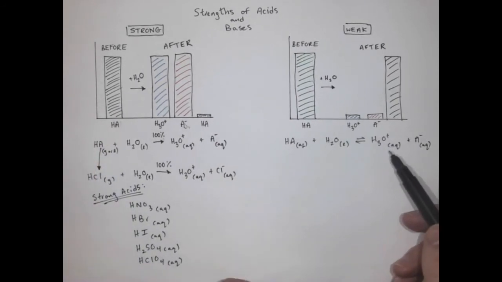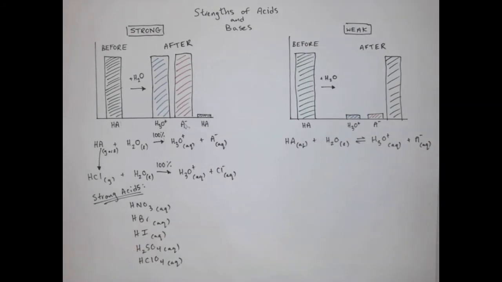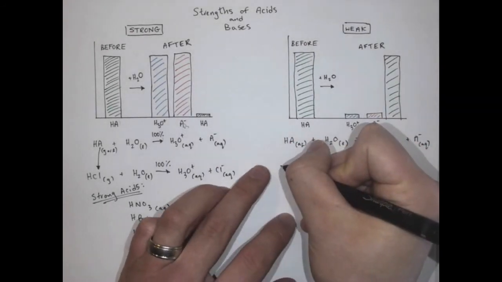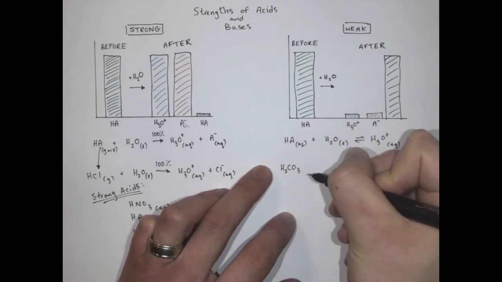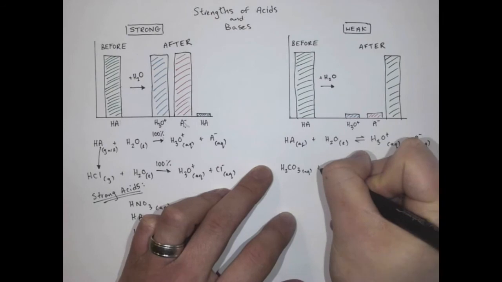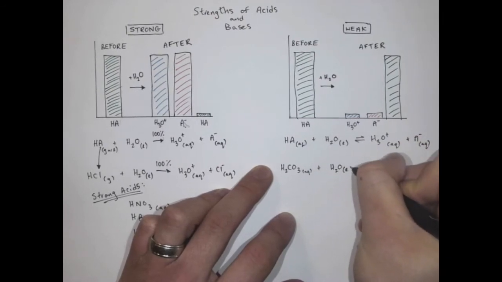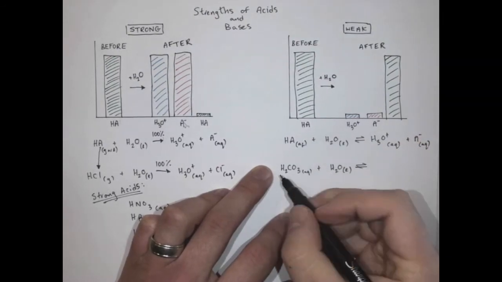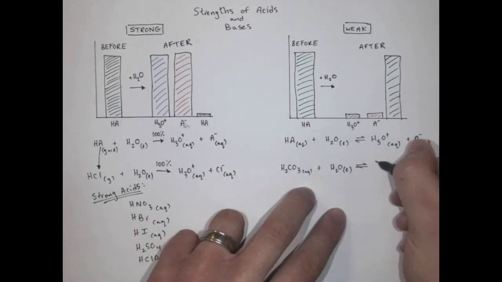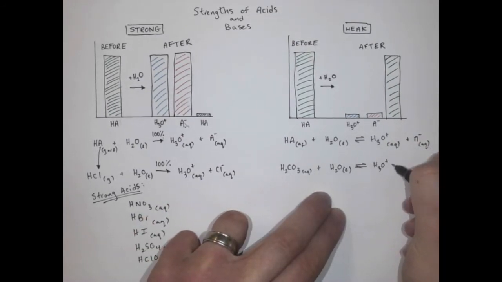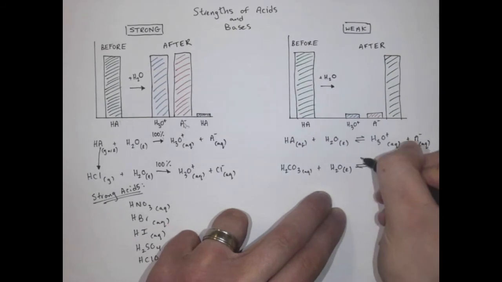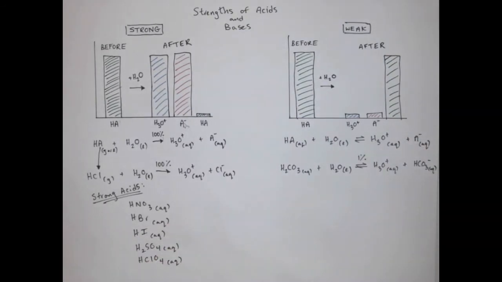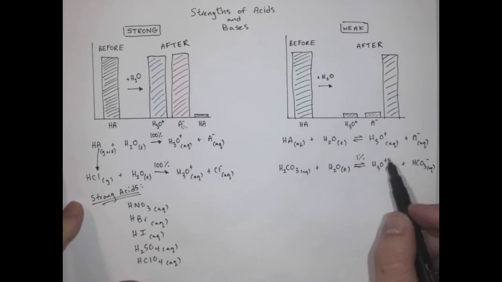An example of this, one we've seen before, would be carbonic acid. So carbonic acid in water is just going to give up one of its protons here. And we have the anion left over. And this is maybe closer to about 1%. Okay, we're not going very far.